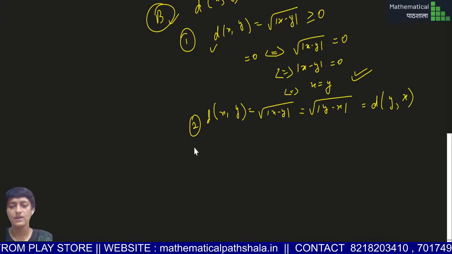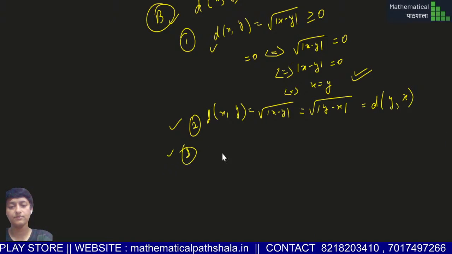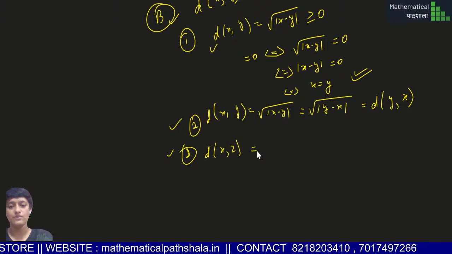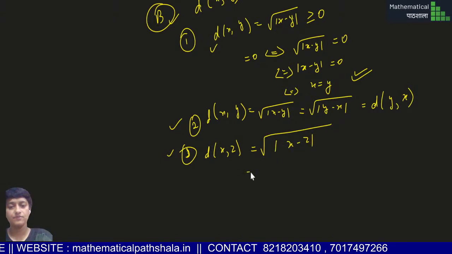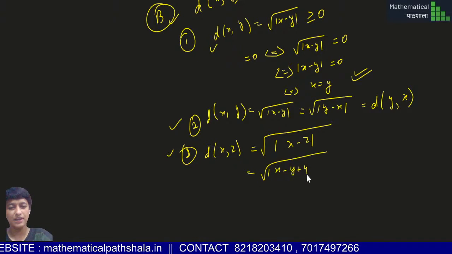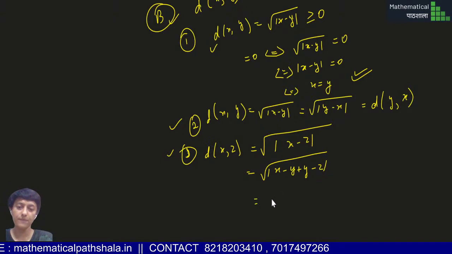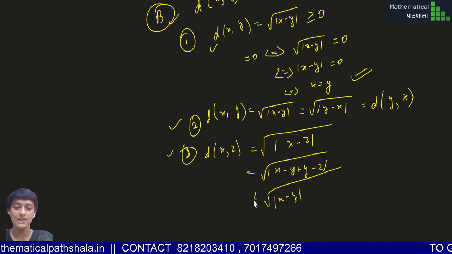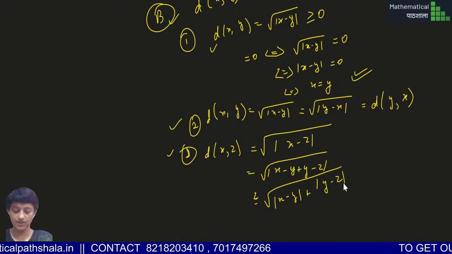So the symmetricity is done. Let us move to the triangle inequality. All right. For the triangle inequality, we will take d of x comma z, and we will add a point y. This will be x minus z. This is nothing but x minus y plus y minus z, isn't it? We just added and subtracted y. Okay, so this will be mod of x minus y. This will be less than or equal to mod of x minus y plus mod of y minus z. Correct?